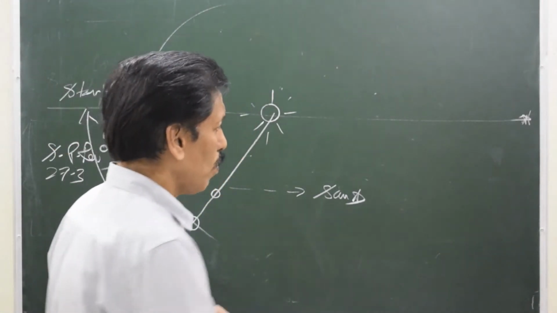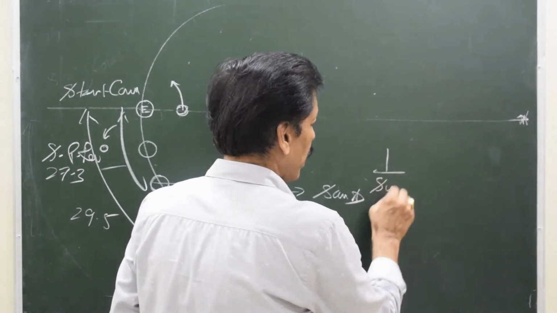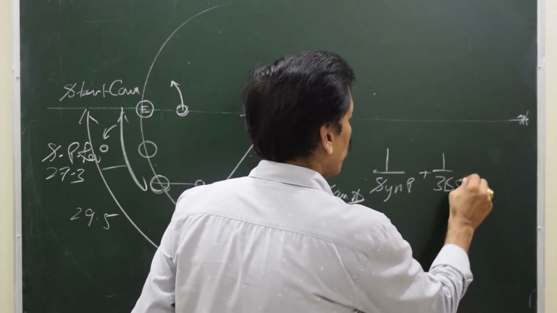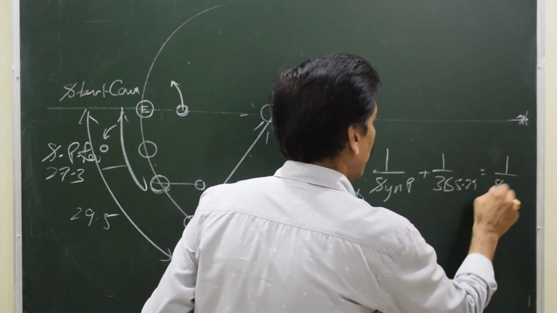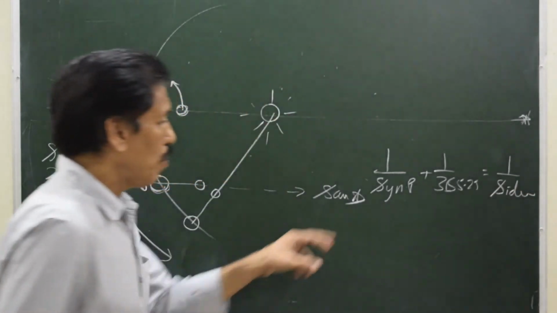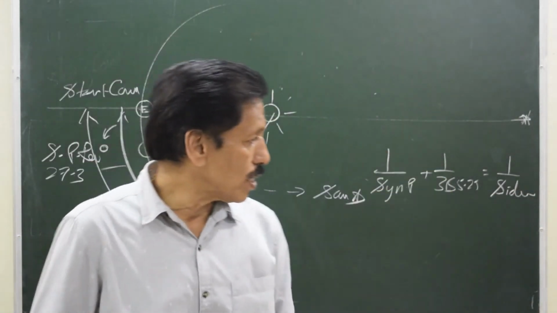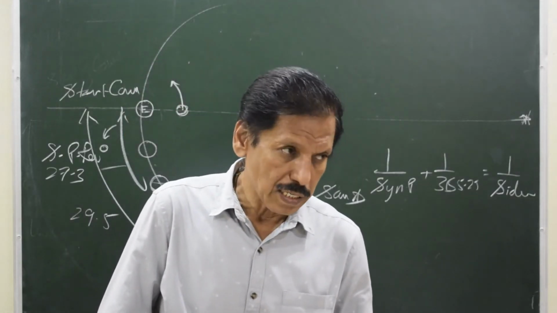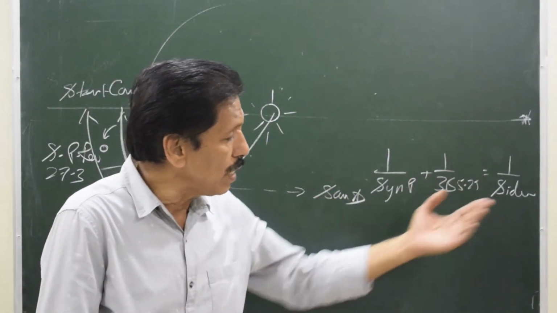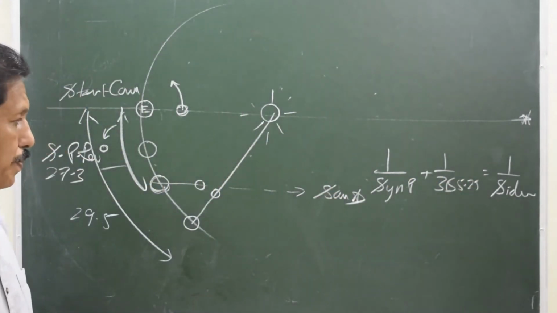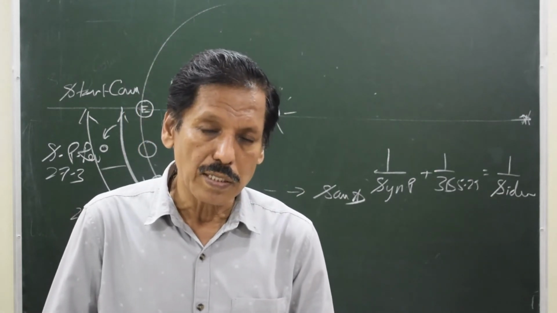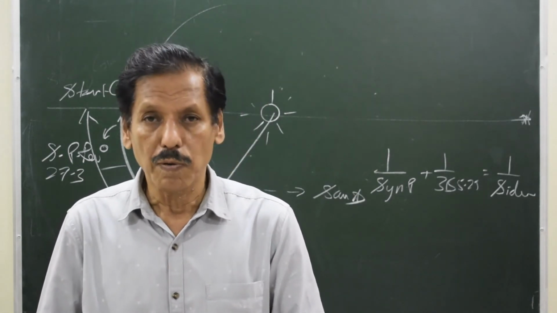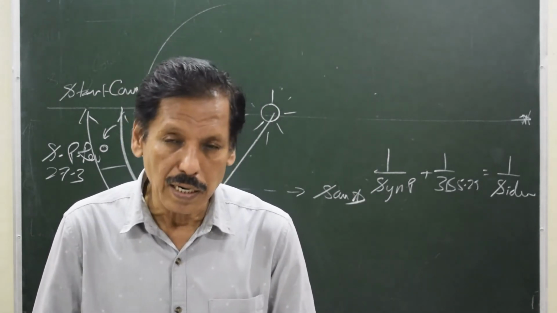Now there is a very simple formula. 1 upon synodic period plus 1 upon 365.25 will give you 1 upon sidereal period. So when we put 1 upon 29.5 plus 1 upon 365.25, that gives you approximately 1 upon 27.3 days. This is the relationship between synodic period and sidereal period of revolution. I hope you have understood the synodic and sidereal period of revolution of Moon and the relationship between them. Also, I hope you have enjoyed understanding solar day, sidereal day and lunar day.